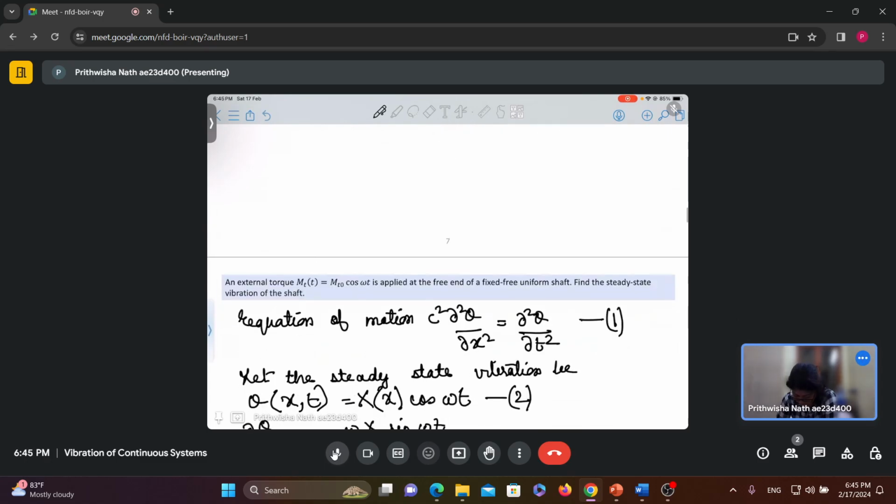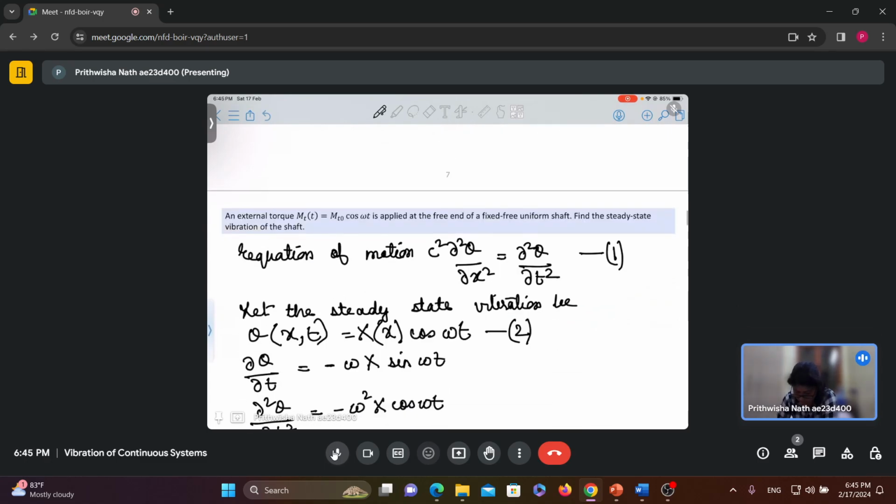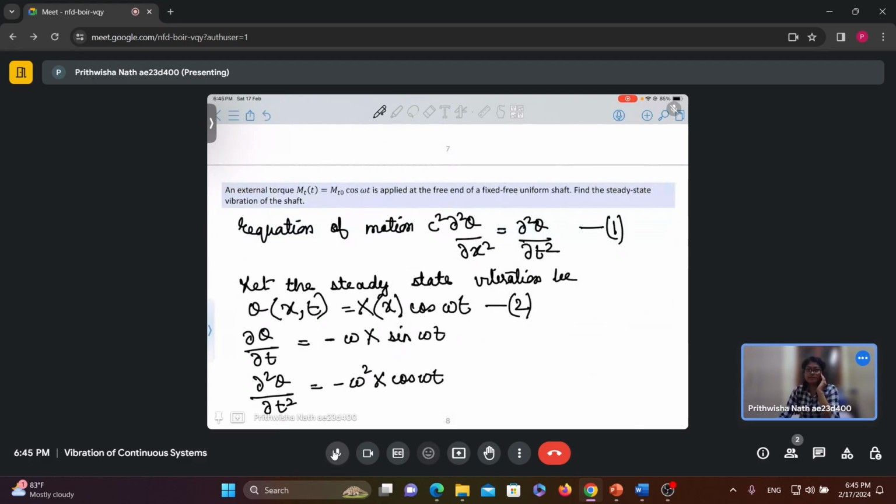For the next question, it is said that an external torque Mt is applied at the free end of a fixed free uniform shaft. Find the steady state vibration of this shaft. So in this question, the shaft is a fixed free shaft. That is, one end is fixed and one end is free.